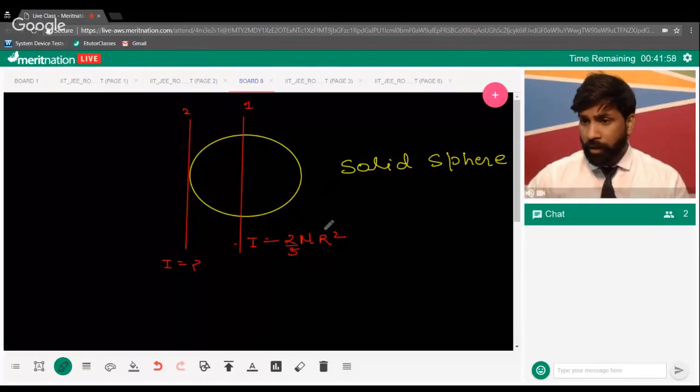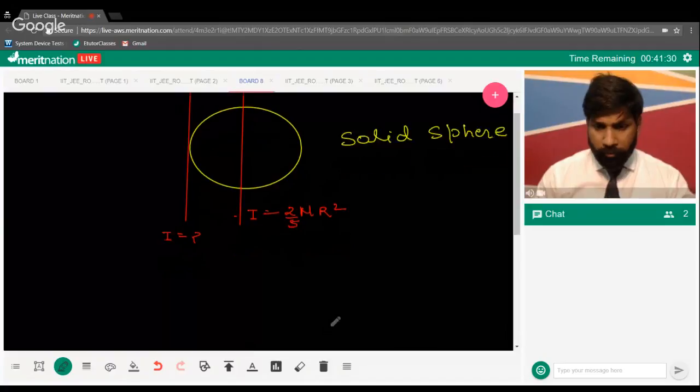Can you identify the theorem which we can use here to find out the moment of inertia of this solid sphere about the second axis? Is there anyone who can tell me the theorem? Okay, you are saying 7 by 5 mr square. Good. Can you identify the theorem? Perpendicular axis theorem or parallel axis theorem? Which one? Yeah, exactly. Parallel axis theorem. Good.